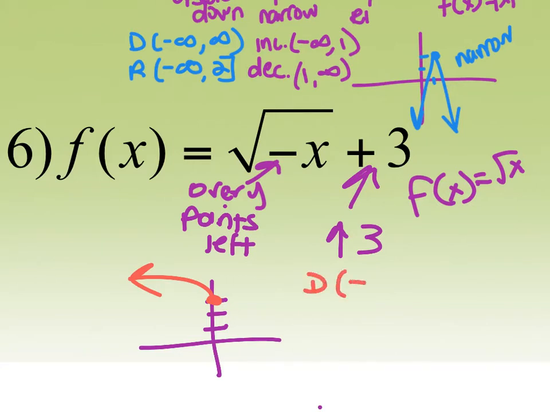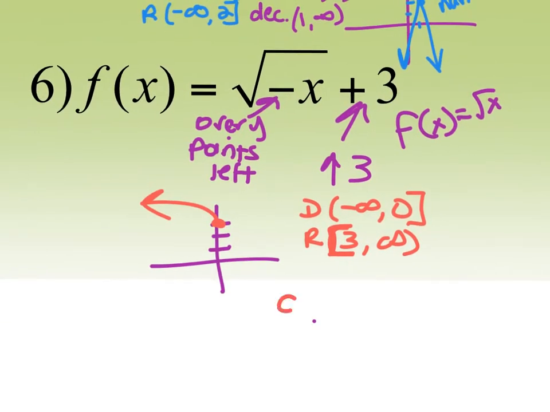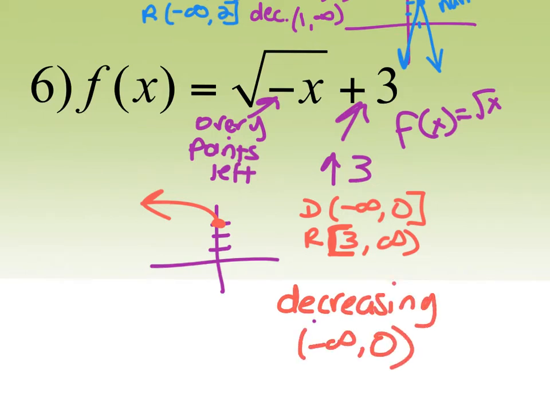Now, domain, -infinity to 0. Range, 3 to positive infinity. Oh, bracket. And this one is decreasing from -infinity to 0. And is not even nor odd.